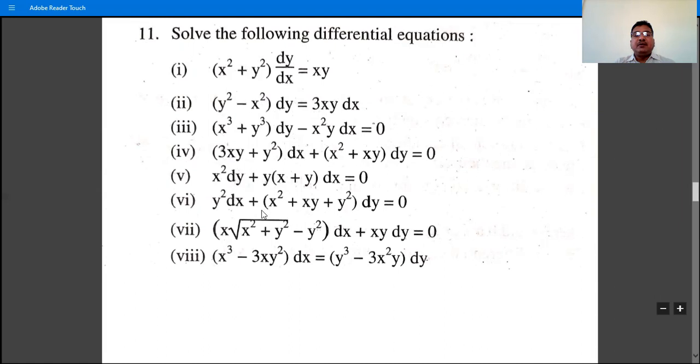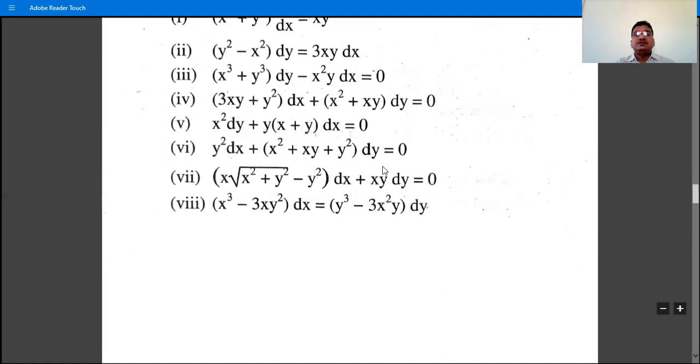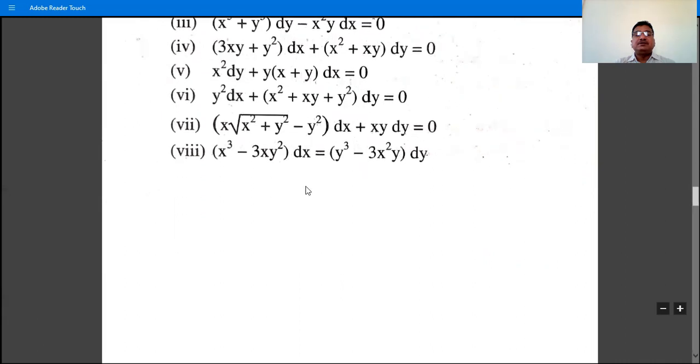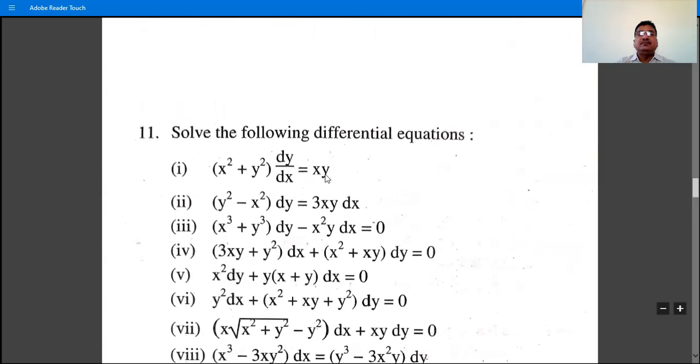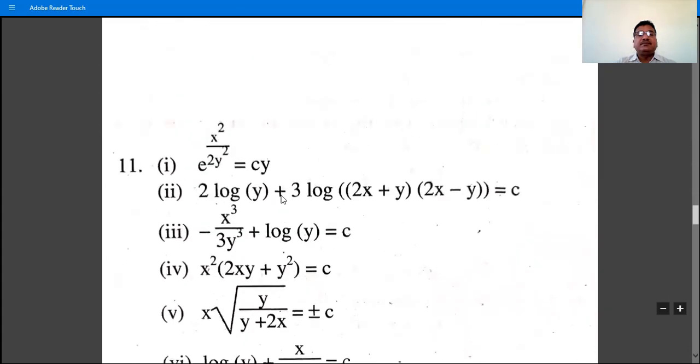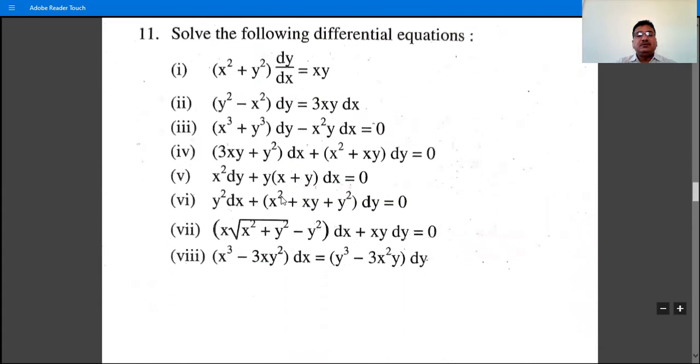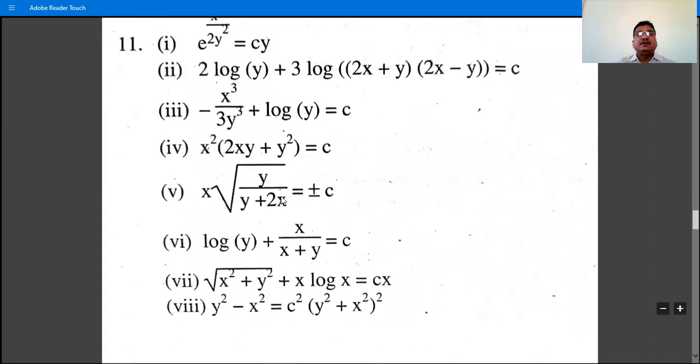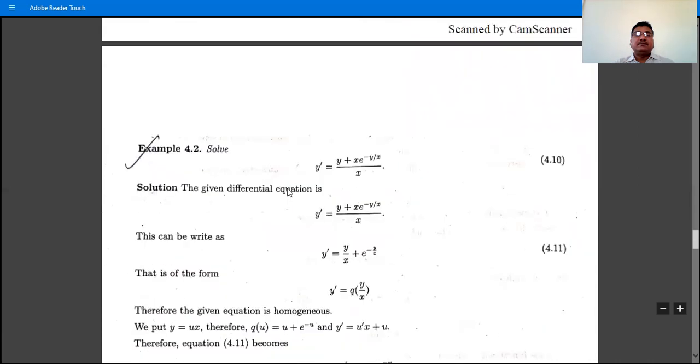Also, all the remaining problems are homogeneous differential equation problems. So first convert the differential equation to the form dy by dx is equal to M by N, and then substitute y is equal to vx. So these are the problems on the homogeneous differential equation. The answers are given, the solutions of these problems 1 to 8. These are the solutions of the problems. So solve all these 8 problems.